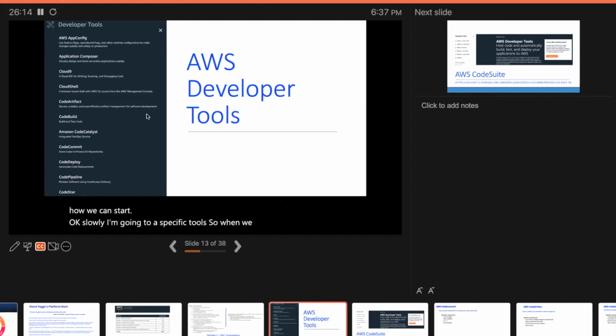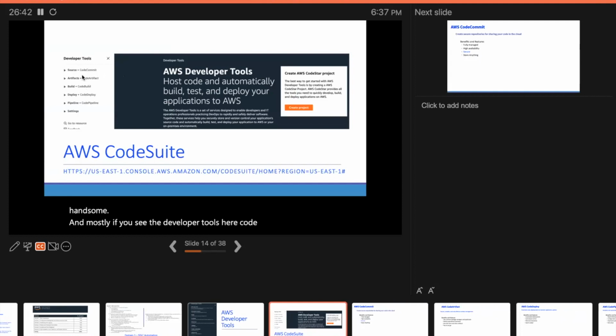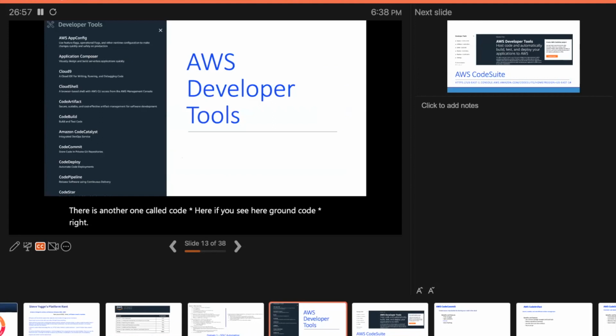So when you join and log into AWS and you search developer tools, these are the tools you will find there. I have some tools I could not copy because it was not coming on one page. Mostly you'll find AWS AppConfig. We'll see that when we do the hands-on. And on the left side, you'll see CodeCommit, CodeArtifact, CodeBuild, CodeDeploy, CodePipeline. There is another one called CodeStar here. So that's something I'll also cover.